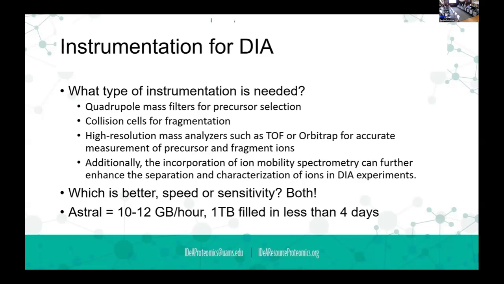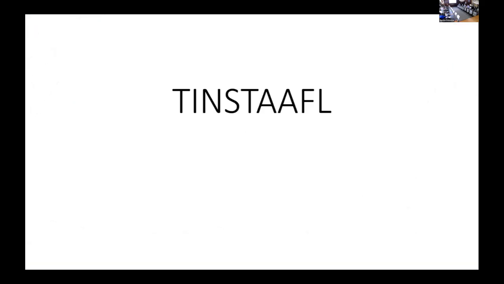We'll talk about speed, sensitivity, what's better, of course, both. Lots of data issues. So the Astral is a new Thermo instrument, and it generates lots of data. Even for those used to timsTOF, it generates a lot of data. So it's about 12 gigs an hour when it's running full out. And so that's issues on its own with that.